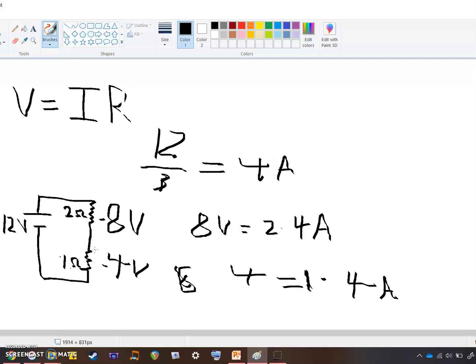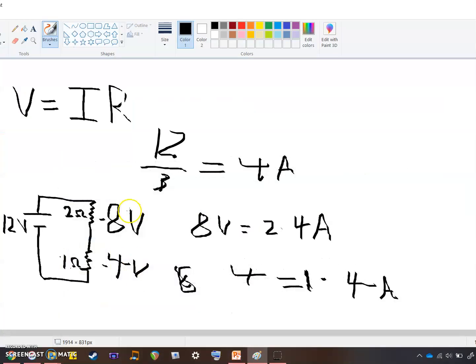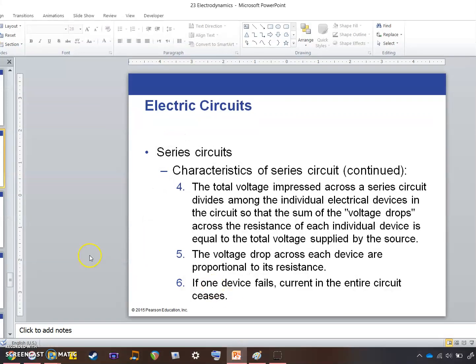Alright, so we have one more point to make. With series circuits, if one device fails, the current in the entire circuit ceases. So if one of these resistors breaks, if one of these light bulbs breaks, the entire circuit is out. So Christmas lights set up in series are not very great, because if you lose one bulb, all the bulbs go out. Everything in that circuit goes out, because we now have basically a hole in our circuit. Okay, so next we have parallel circuits, and we'll look at that in the next video.